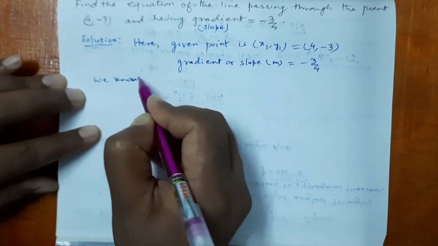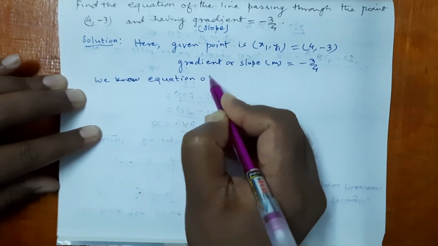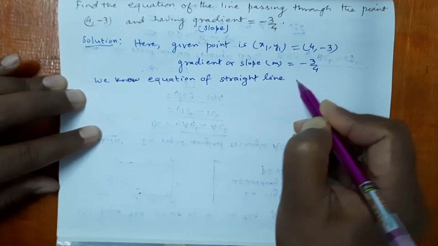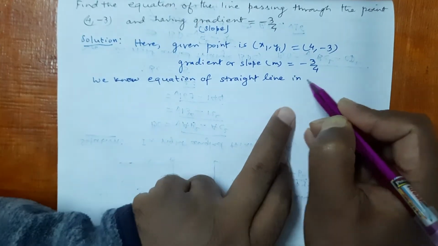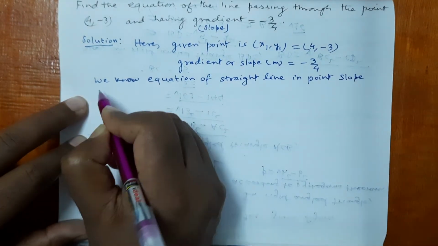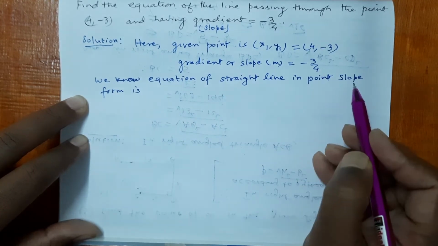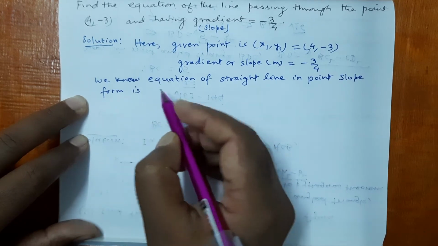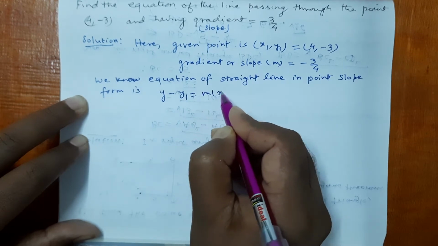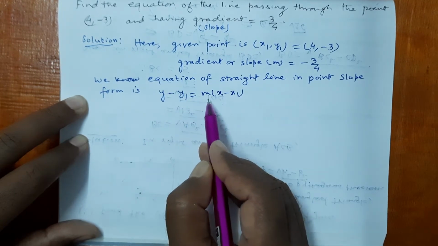We know the equation of a straight line in point slope form is, by its name it is clear that if a point is given and slope is given, then we have to use this equation: y minus y1 equals m times (x minus x1). Equation of a straight line in point slope form is y minus y1 equals m(x minus x1).